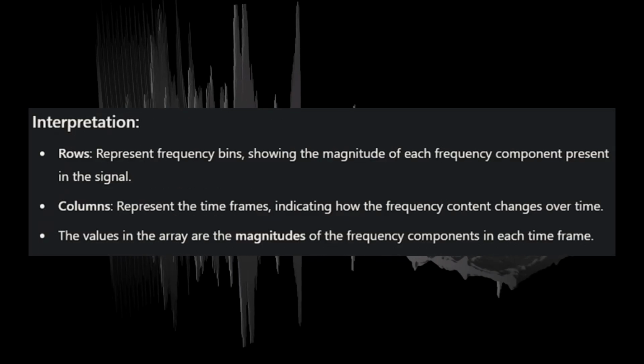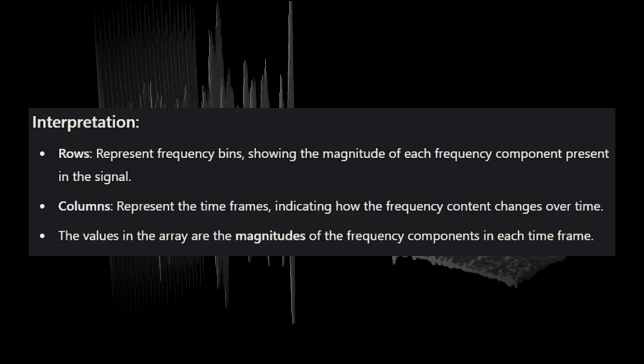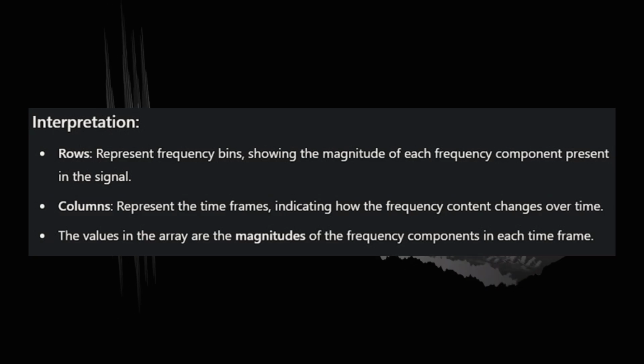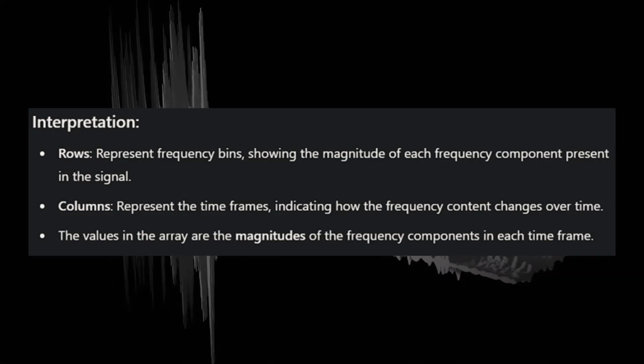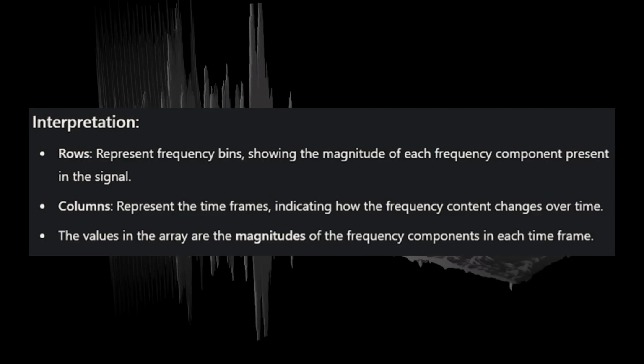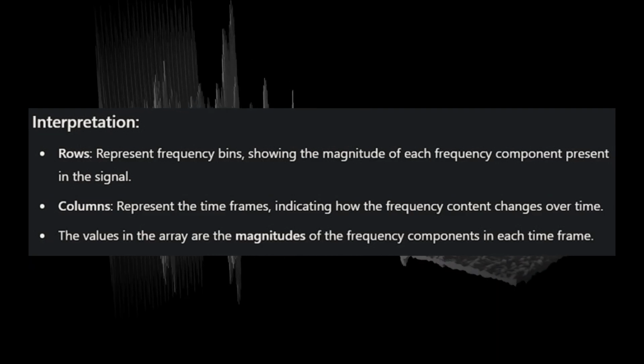As an interpretation, the rows represent frequency bins, showing the magnitude of each frequency component present in the signal, whilst columns represent the time frames, indicating how the frequency content changes over time. The values in the array are the magnitudes of the frequency components in each time frame.